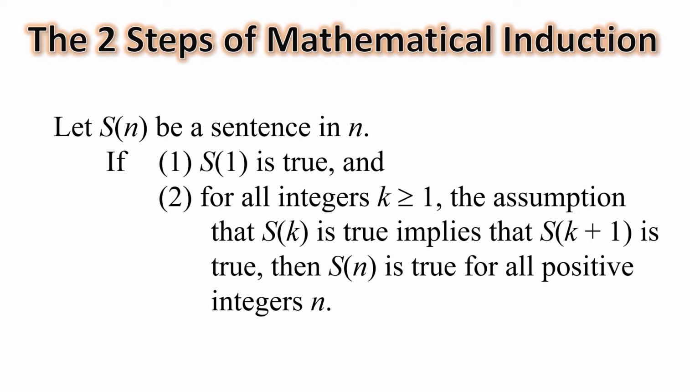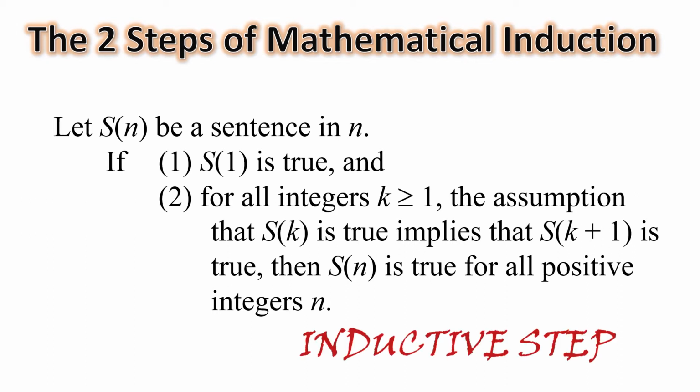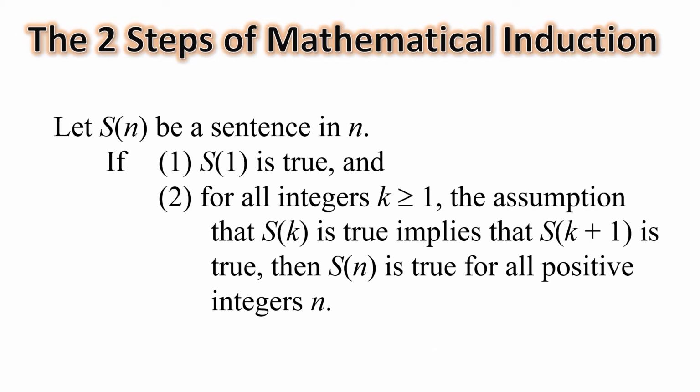Verification of the second step is supposing that the kth domino falls. That is the assumption that S of k is true. Then, this implies that S of k plus 1 is true. That is, the k plus 1 domino falls. This is called the inductive step. If this is true, then S of n is true for all positive integers n.